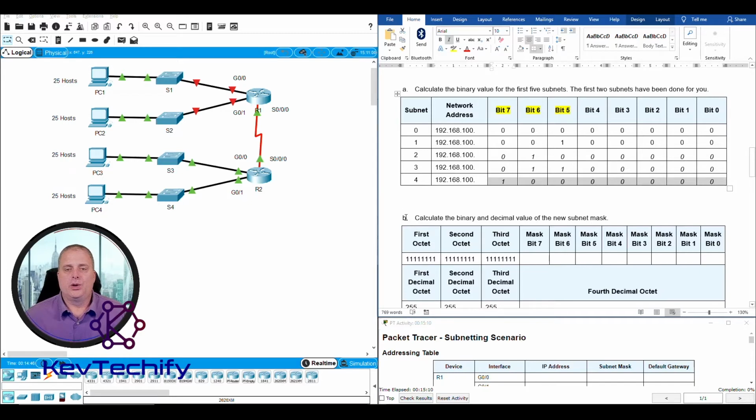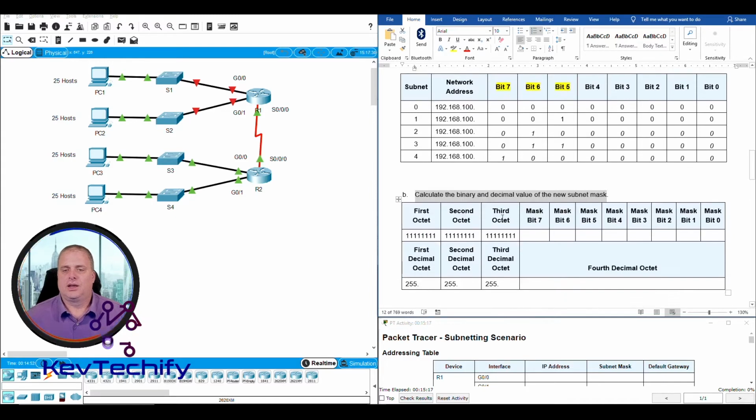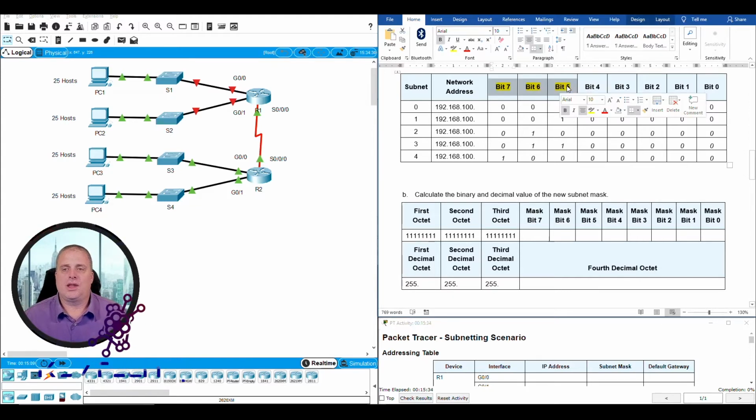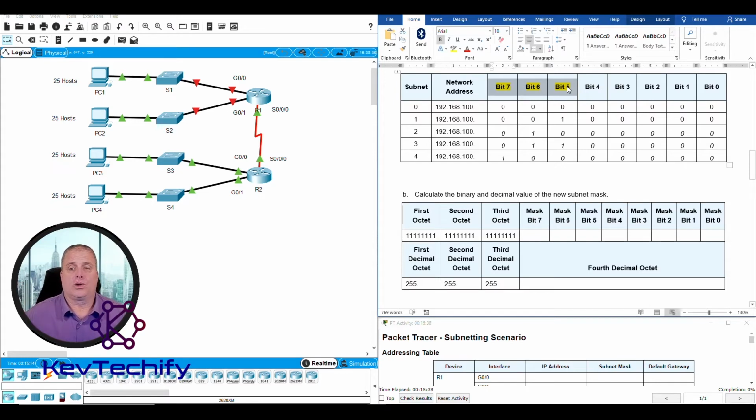Part B, it says calculate the binary and decimal value of the new network interface. Once again, the subnet mask starts with all ones. Those ones mark the network portion, followed by all zeros. Those mark the host portion. We are borrowing 3 bits here, so now we have these 3 additional bits in the network portion.